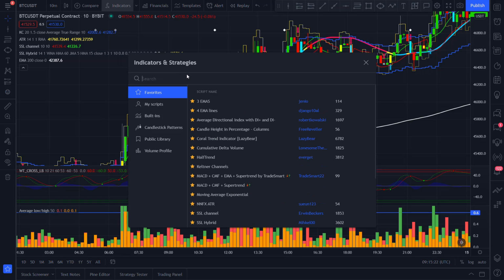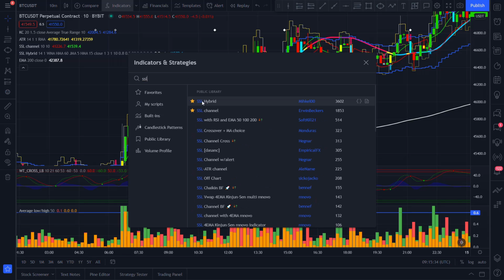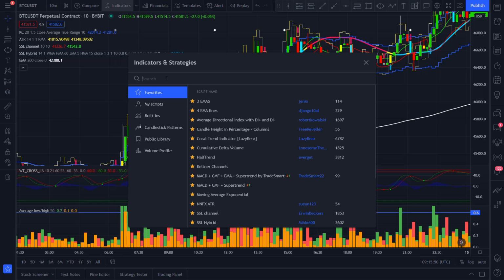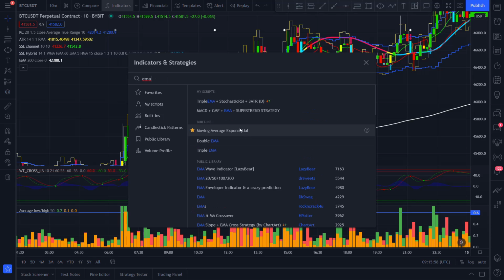After that, we are going to set up a trend filter indicator, which is going to be the SSL hybrid. So type in SSL again. And now you click on the first one. We are also going to use the 200 EMA, but not for filtering the trend, but for filtering the resistance points. So type in EMA, and you are going to click on this one.